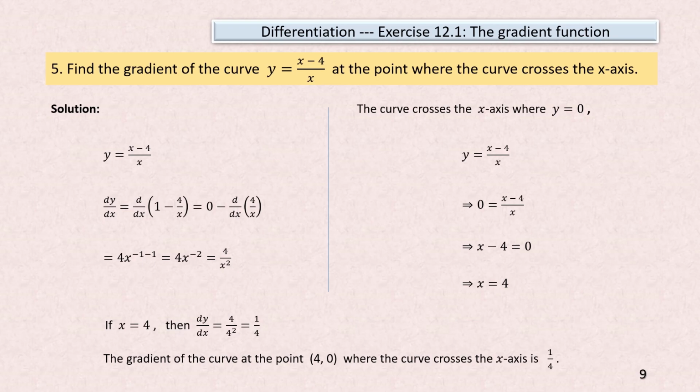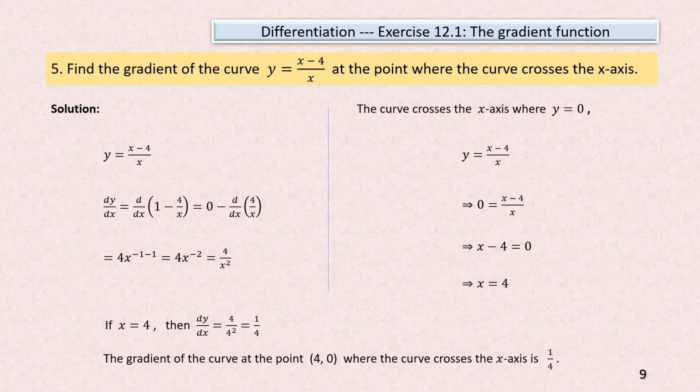Now follow these rules to solve the problems from 5 to 8. First differentiate y. Then from the equation of dy by dx and the gradient value, find out the value of x. Then put the value of x in the equation of the curve and find out the value of y. The values of x and y are the coordinates of the desired point.